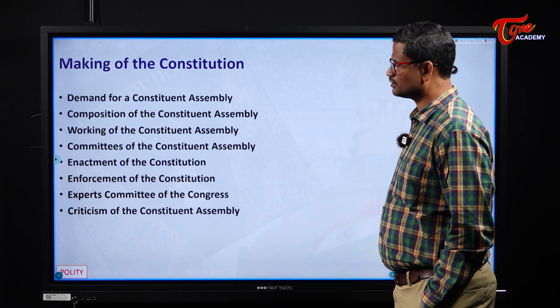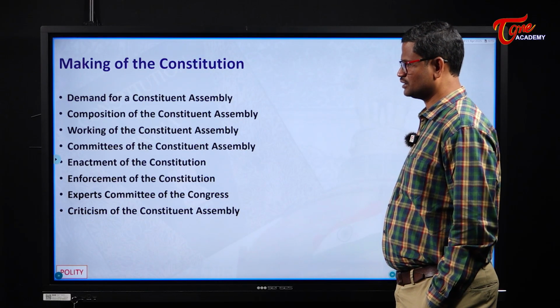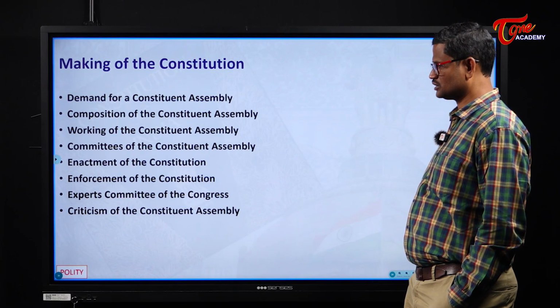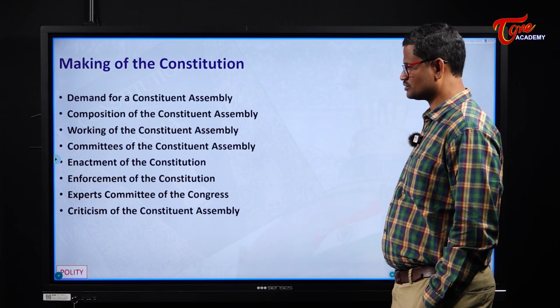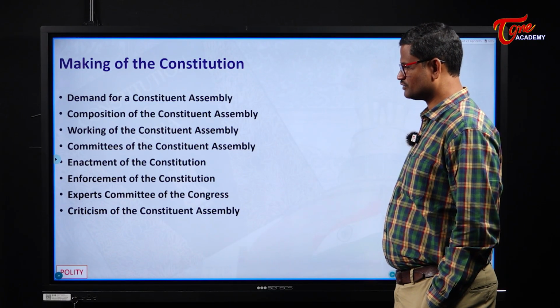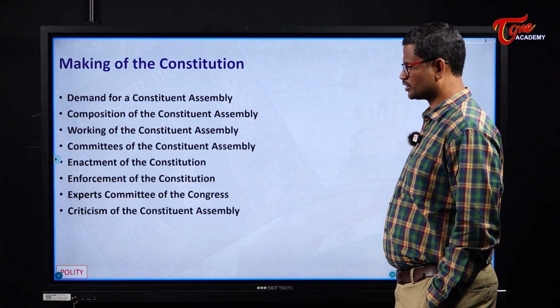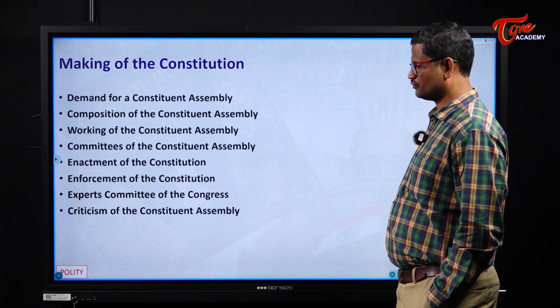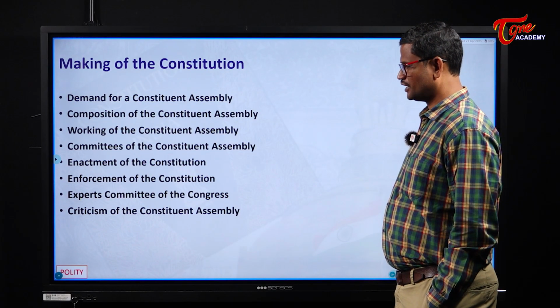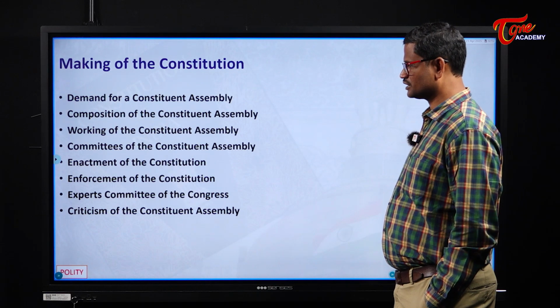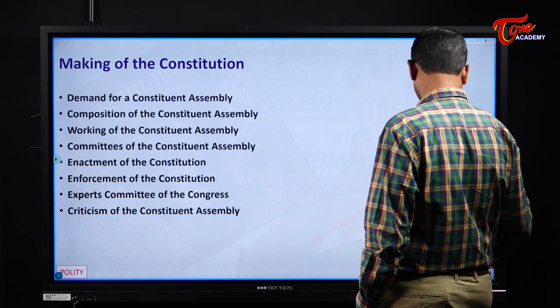When the demand for a Constituent Assembly was made, composition of the Constituent Assembly, working of the Constituent Assembly, committees of the Constituent Assembly, enactment of the Constitution, enforcement of the Constitution, export committee of the Congress, criticism of the Constituent Assembly.